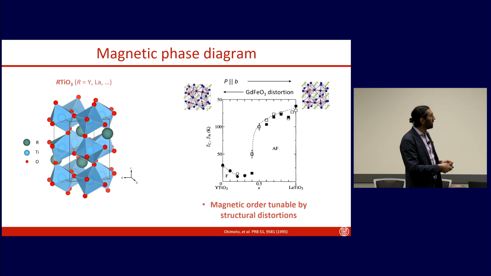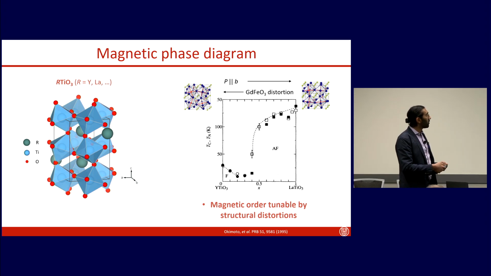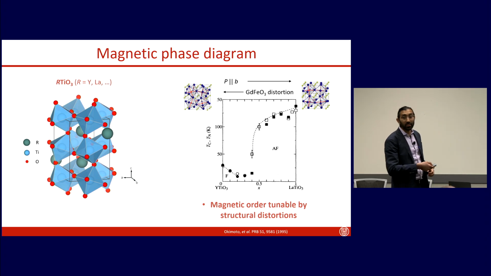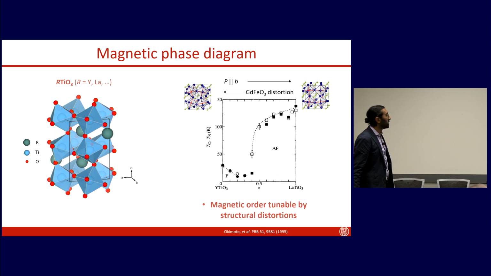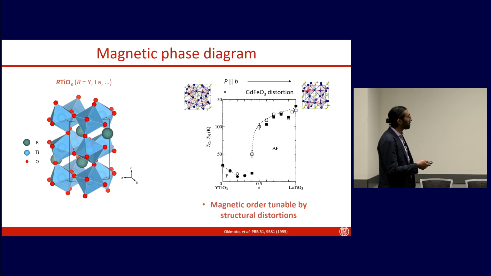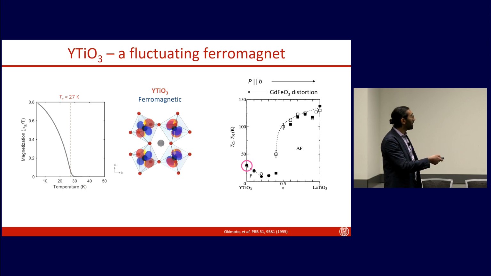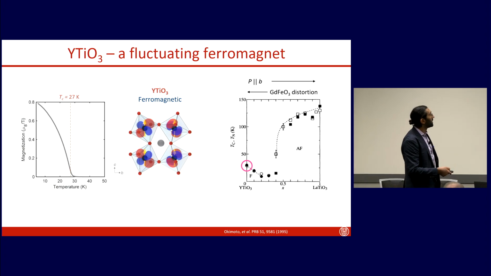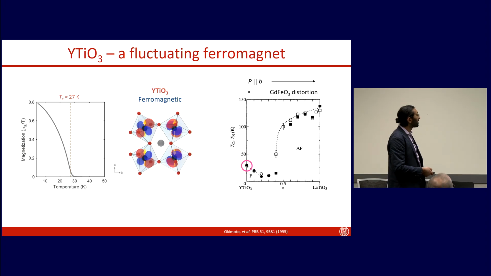So here I'm just showing you a phase diagram of the titanates where I'm changing the rare earth ion from yttrium to lanthanum. And that changes the amount of structural distortion that you end up with. And you can see that basically, as I change the structural distortion, in this case, if I make it less by going to lanthanum, I change the ground state from ferromagnetic to antiferromagnetic. So you have a very strong tunability of the magnetic order with the structure. And what I'll be focusing on is yttrium titanate, which is on the ferromagnetic side here. It has this particular orbital ground state, which ends up giving you a Curie temperature around 27 Kelvin.